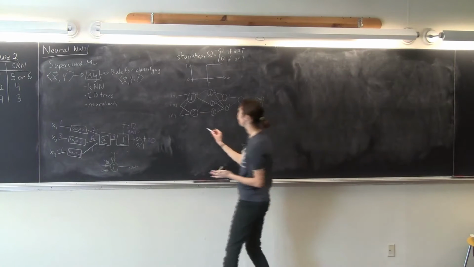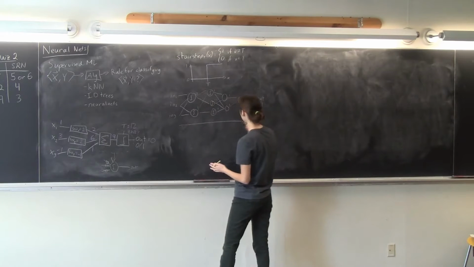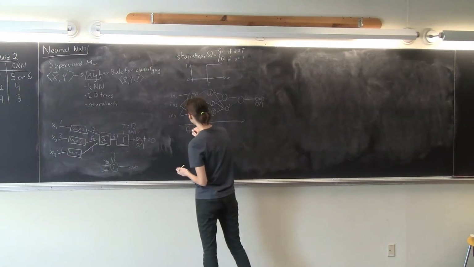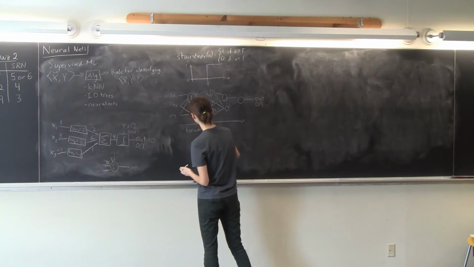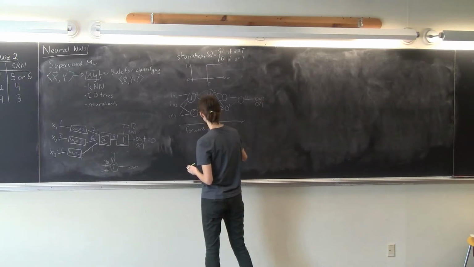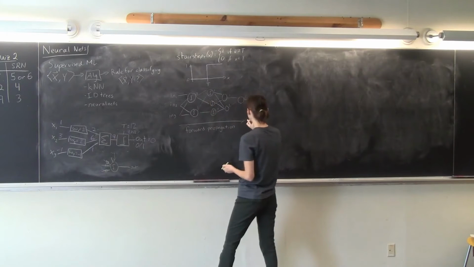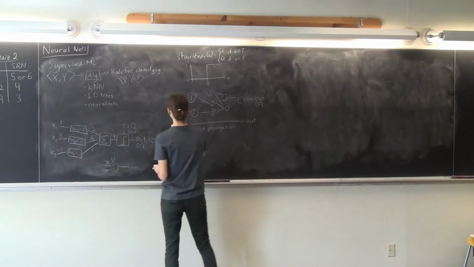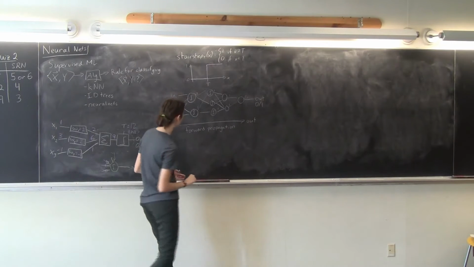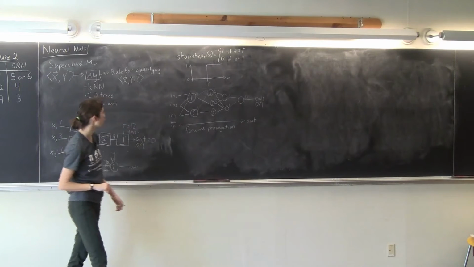So that's called forward propagation, because we're just going forward through the neural net. So we're going from the inputs to the outputs and getting a 0 or 1 out at the end.